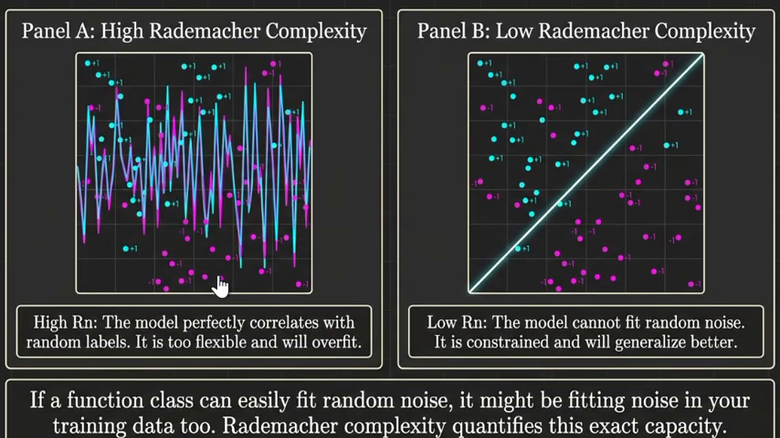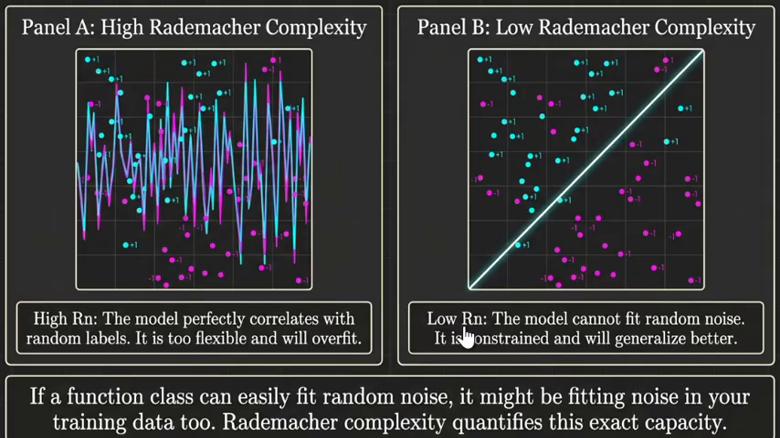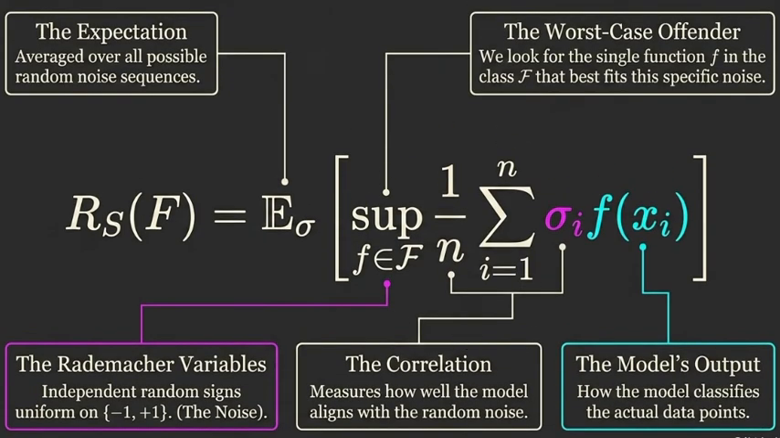Moving forward, panel A shows a flexible class that can perfectly match random plus one or minus one labels. Its Rademacher complexity is high and it will overfit. Second, panel B shows a constrained class that cannot follow the random labels. Its Rademacher complexity is low, so it will generalize better. So if a class can fit noise, it may also fit the noise that is already present in our training data, right? Now we see the formal definition of Rademacher complexity.